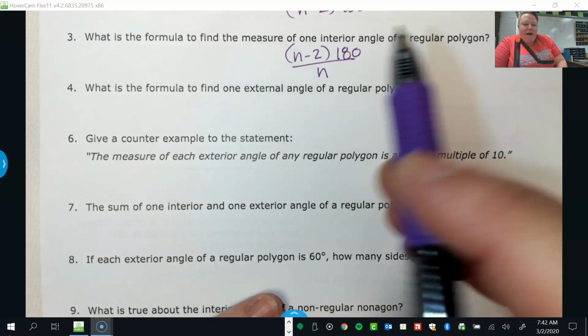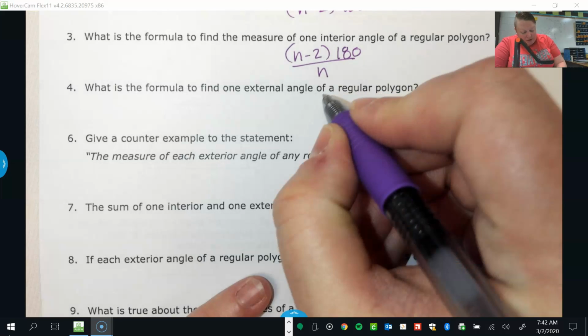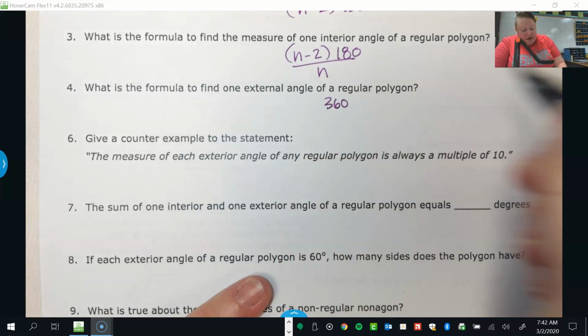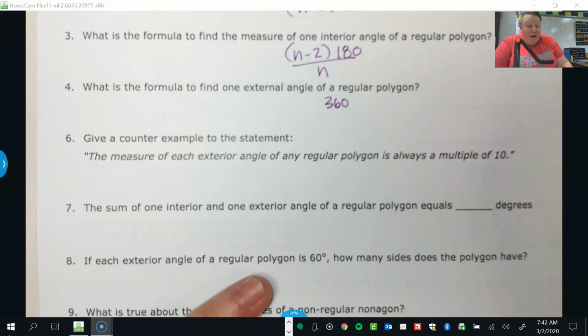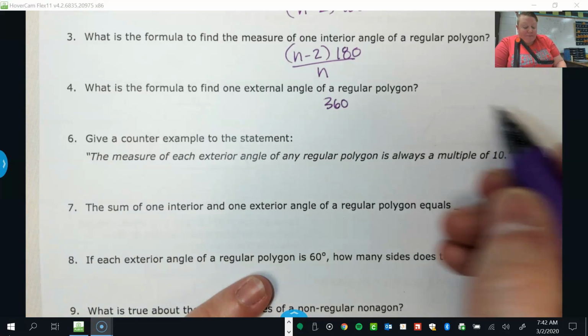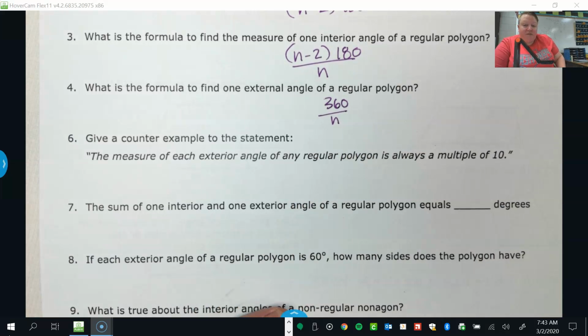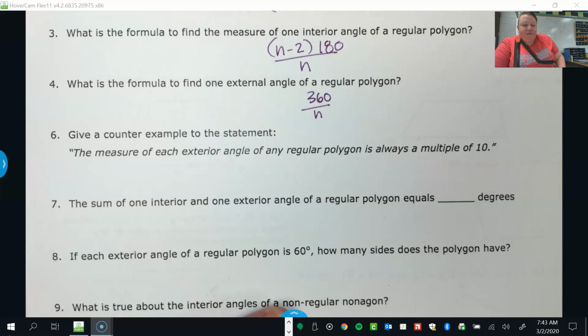Find, what is the formula to find one exterior angle? Remember, the sum of the exterior angles in any polygon is 360. So to find one of those, we divide it by the number of sides. Divide 360 by the number of sides.